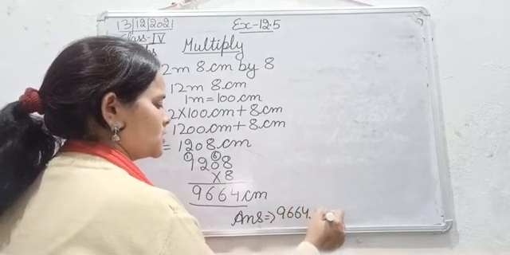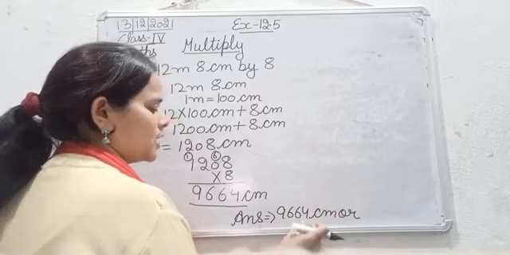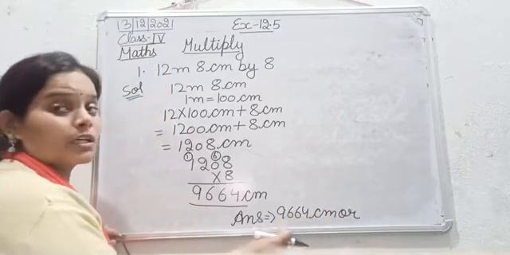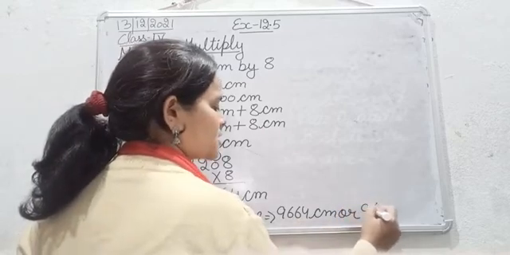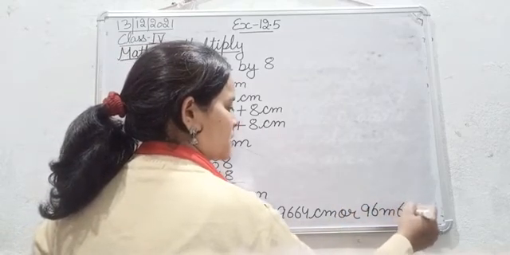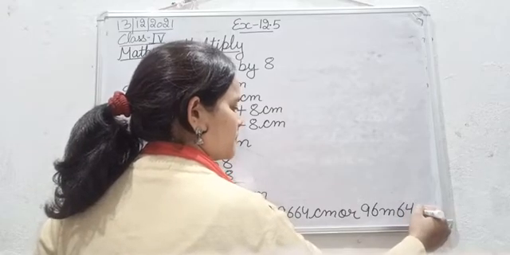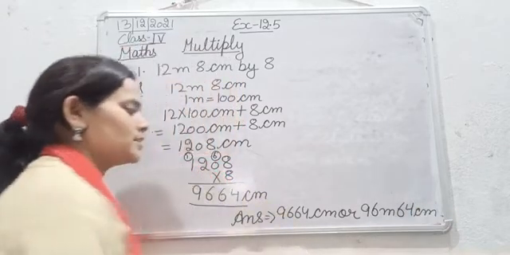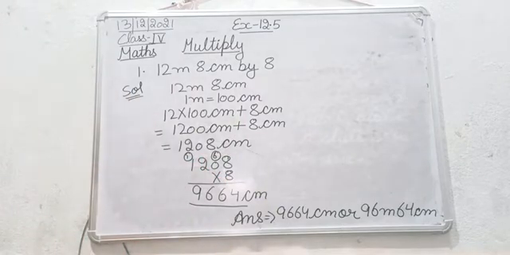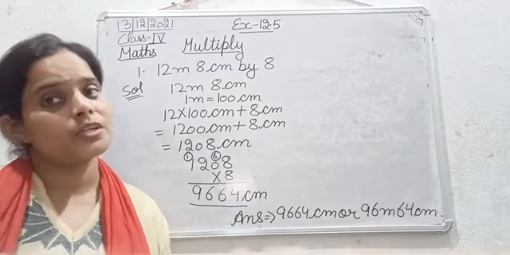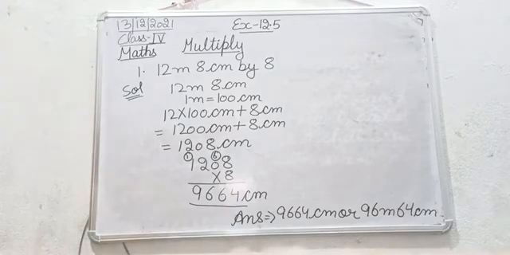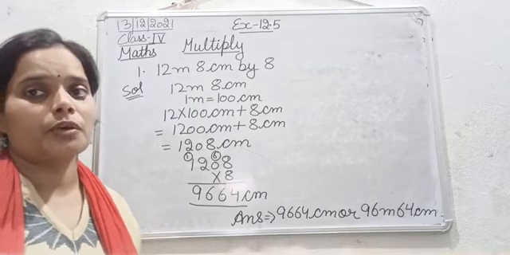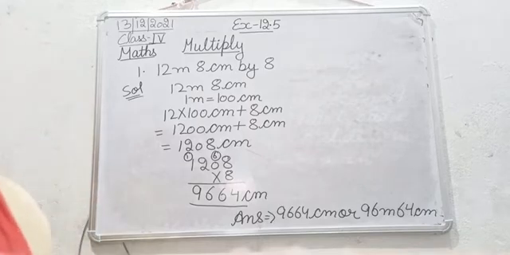So the answer is 9664 centimeter, or the last two digits will be the centimeter and the rest will be the meter, so 96 meter 64 centimeter. After multiplication we got 9664 centimeter, that is 96 meter 64 centimeter. This is the solution for question number 1 of exercise 12.5. You can pause it here and note it down in your notebook. This is just similar to what we have done in the previous chapters.